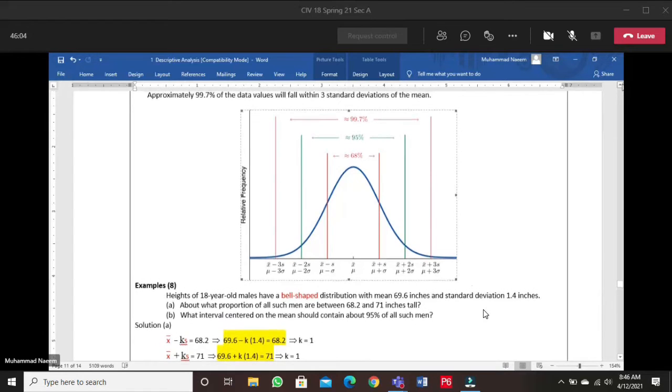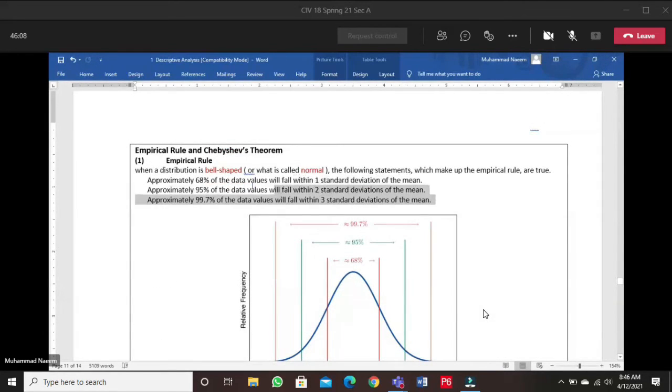In the empirical rule, we have only three types of interval. And the other restriction is that our data is normal, or the frequency curve is bell-shaped, just like below. This is called a bell shape. A bell-shaped distribution is always normal, or sometimes it is stated that our data is normally distributed.